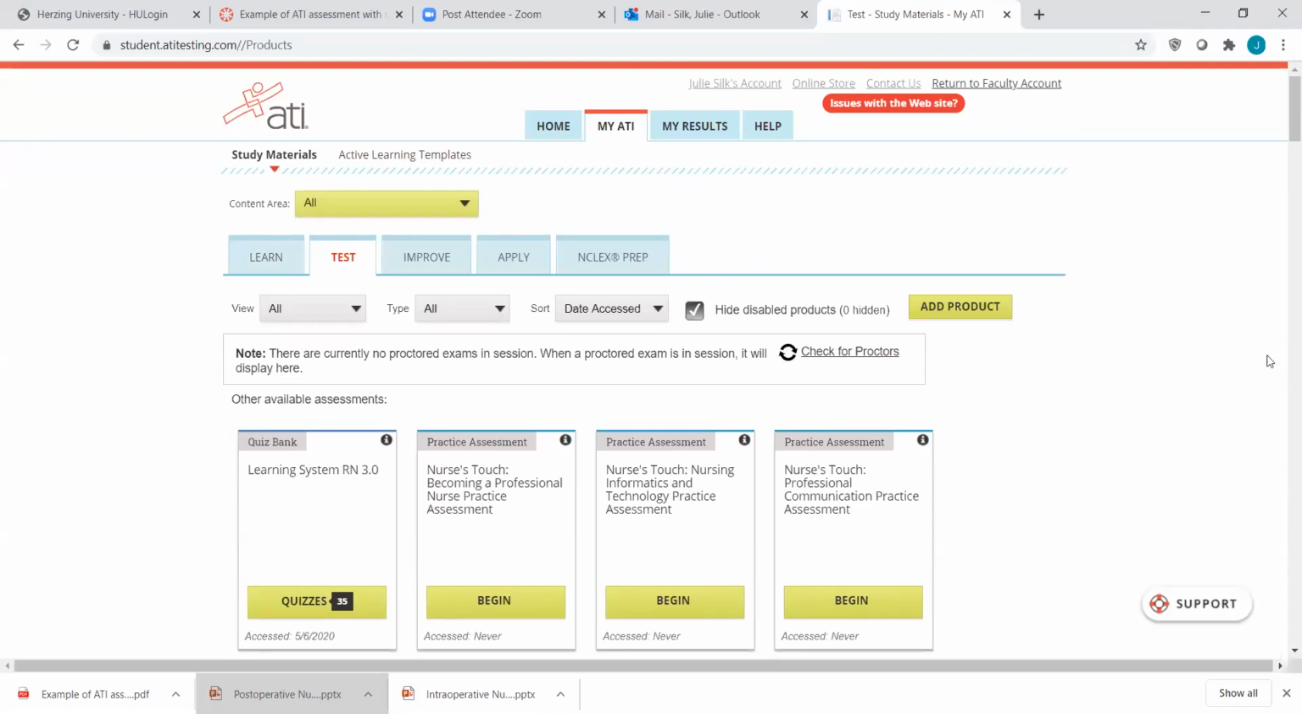And then for those of you who wanted to know where the templates were on ATI, look right here up at the top of the page, just right beside study materials. Here's active learning templates.